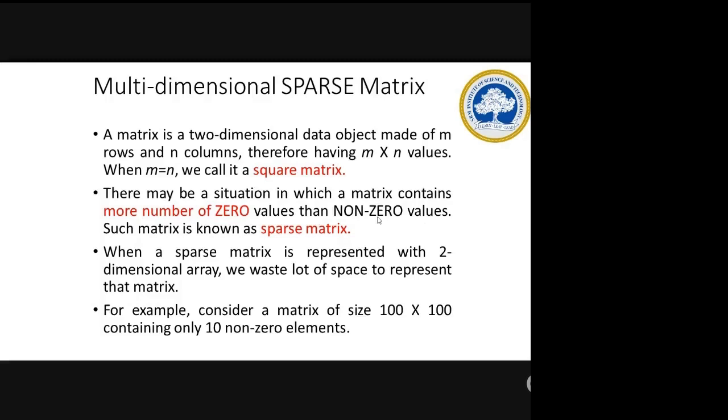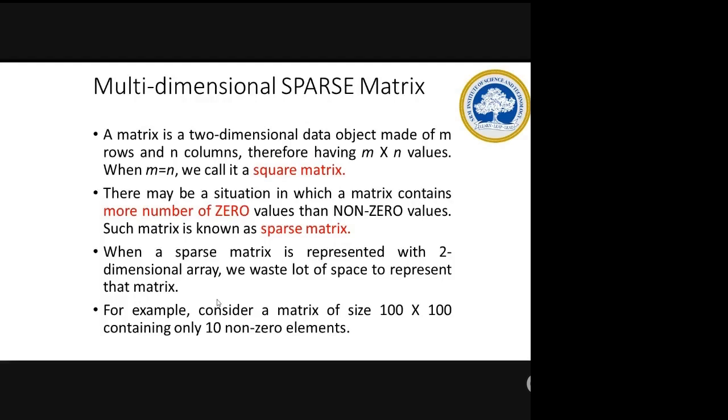Such a matrix is called a sparse matrix. If there are many zero values and only very few non-zero values, then what is the necessity of creating memory for all of them? Most of the elements are zero, which means memory is getting wasted. A lot of space is wasted to represent the particular matrix. To avoid this wastage of memory space, we go into a technique.